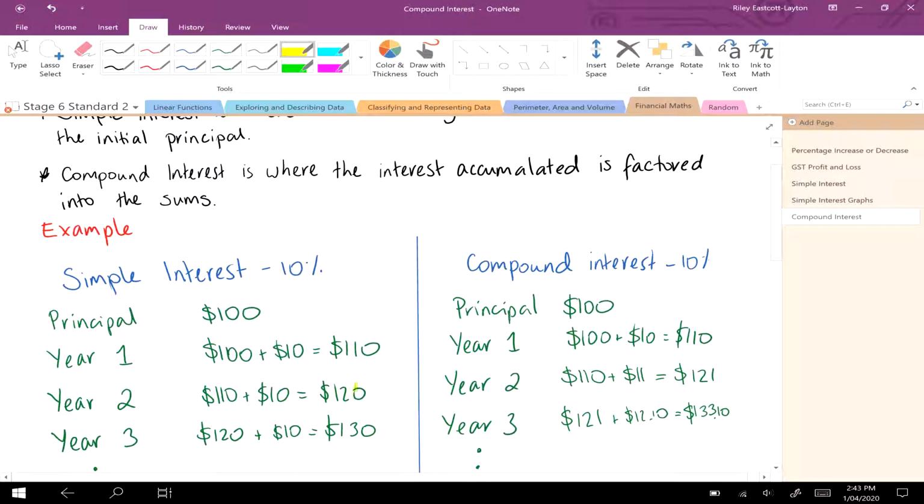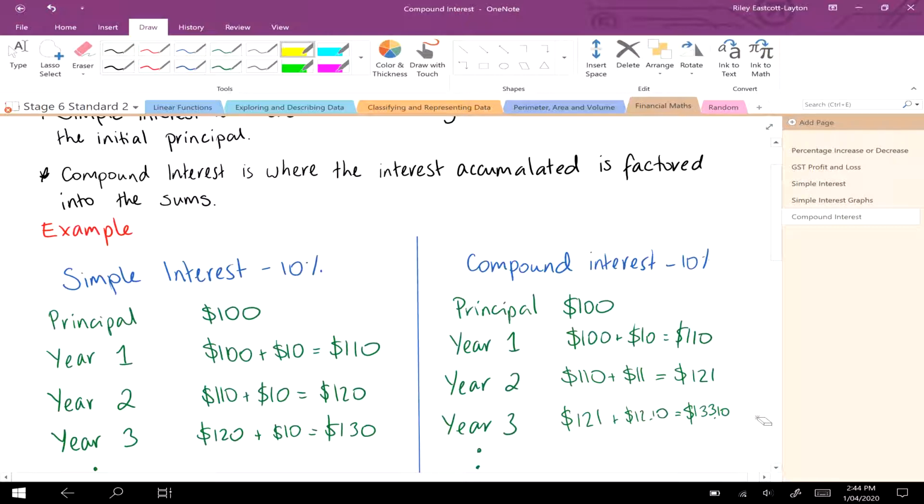So here we've got $110 plus $10 is $120. $120 comes down to here. We add on our $10, our static amount that we're adding on each time, and we're going to get $130. Now on the right-hand side, $121 comes down. Because of compound interest, we're now getting $12.10 instead of $10. We ultimately end up with $133.10. Alright, as I said, not too much of a difference.